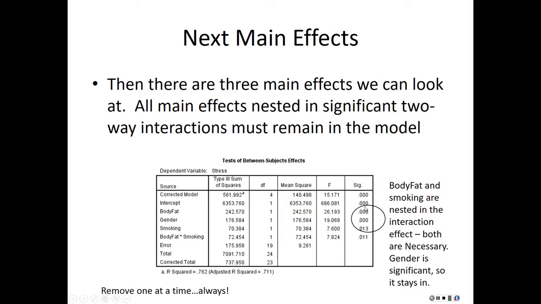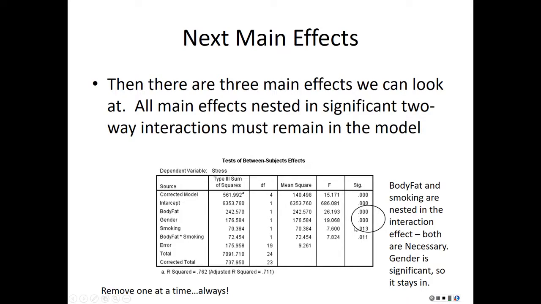Okay, so gender. So we look at gender. I'm going to click on it, and you see the p-value. It's significant, so it stays in. If it was not significant, we could remove it. And if body fat and smoking were not significant, we'd have to keep them in anyway.